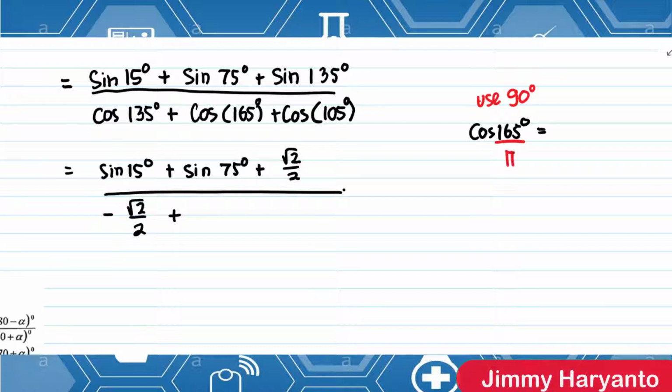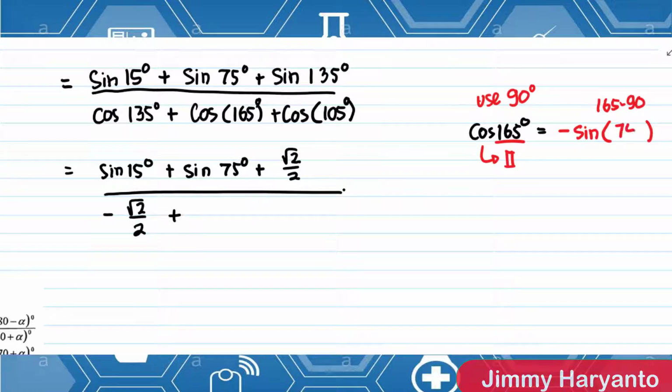First is the quadrant, this one is quadrant 2, cos in quadrant 2 will be negative, and then because we are using 90 degree as our benchmark, the cos should be changed into sine, and then you have to minus the angle, the angle 165 minus 90.